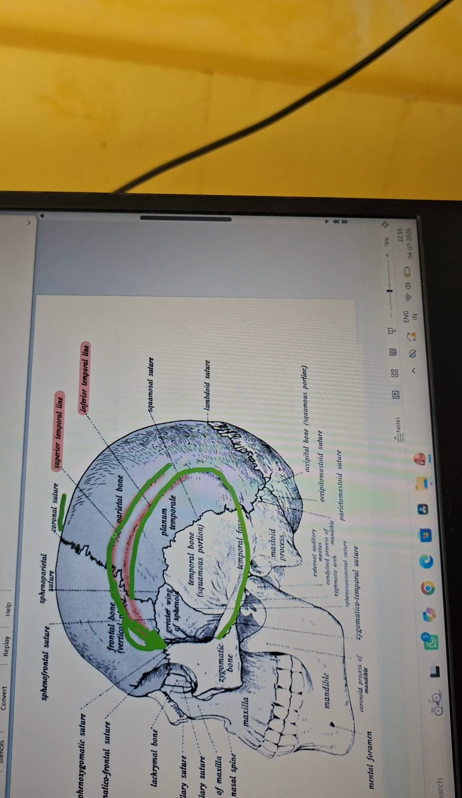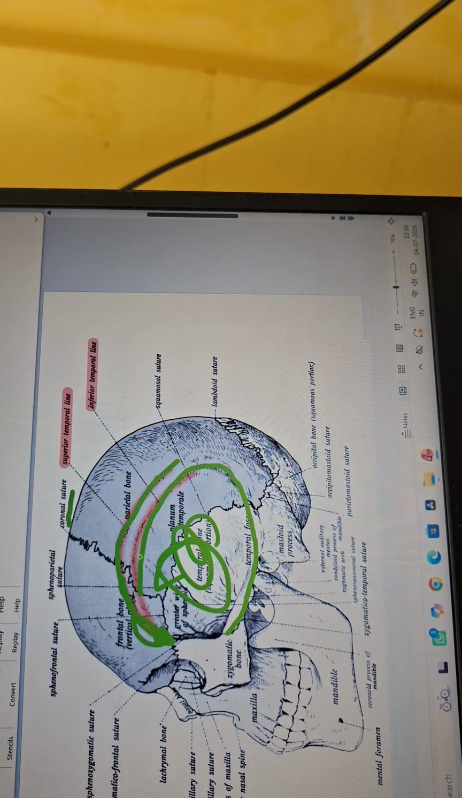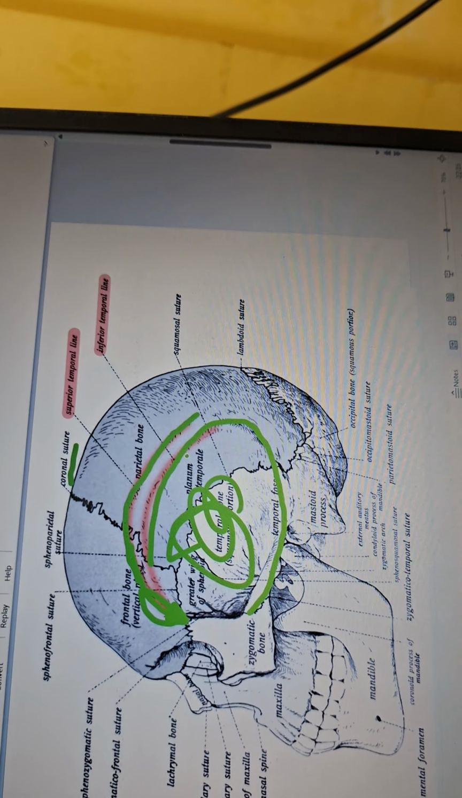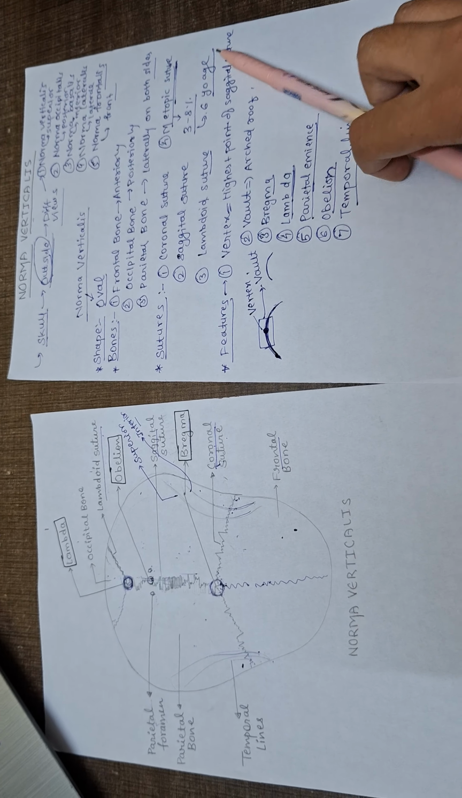So this was about it. This is your temporal fossa, and these lines give attachment to different muscles of chewing. And yeah, here we are done with the norma verticalis. Thank you.